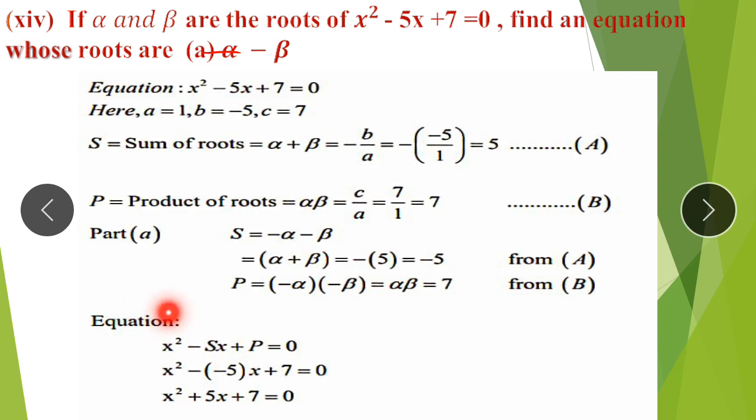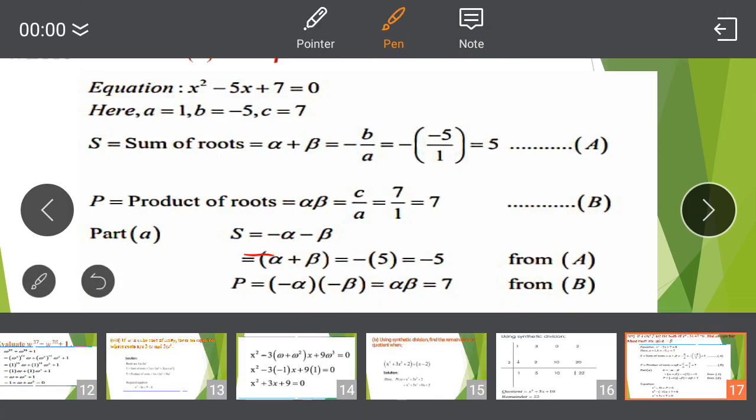As we know, an equation can be formed with the help of the sum and product of the roots. So the sum of the roots will be equal to 5 and the product of the roots will be equal to 7. Now we are going to form an equation whose roots are minus alpha and minus beta. Since we don't have the values of minus alpha and minus beta, we will take minus common here, take minus common here.